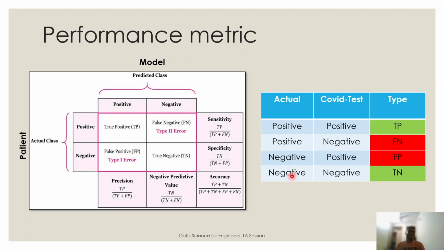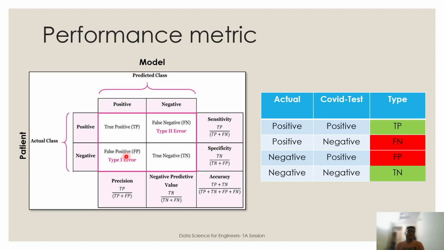And negative means you don't have anything and your test comes out negative. That is the good way. So we generally want to increase the TP and TN, and we want to decrease the FN and FP. That way we are going through these four blocks, if you are able to see. False negative is called the type 2 error, and false positive is called the type 1 error. That way this confusion matrix is divided.